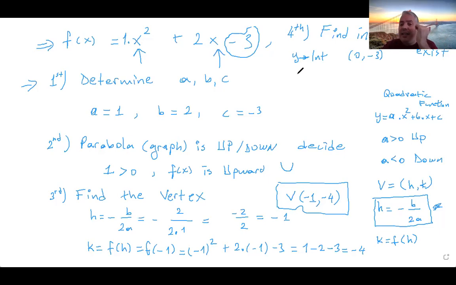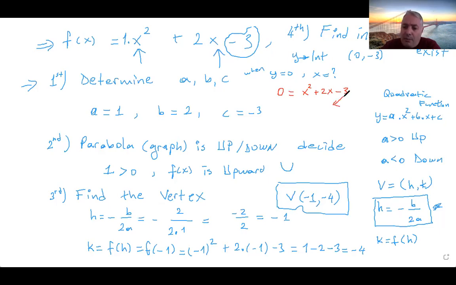How can I find x-intercept? To find the x-intercept, when y is 0, what is x? So how can I do this? F of x is y, so this is equal to 0, x squared plus 2x minus 3. And do you know how to solve this? Do you know how to factorize this?